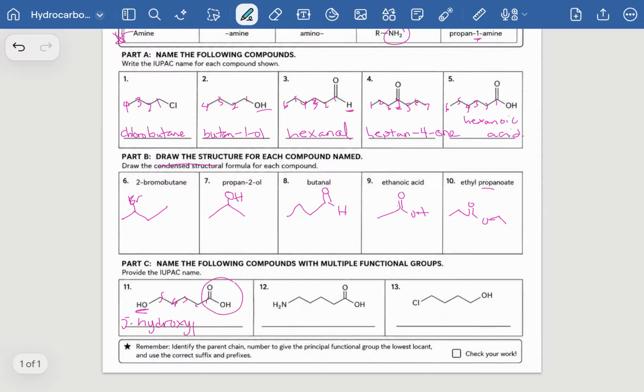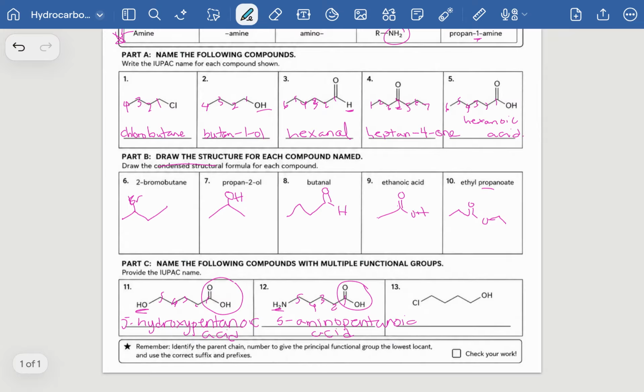and then pentanoic acid. The next one, same idea. We have that carboxylic acid. So carbon 1, 2, 3, 4, 5. And then you have an amine group. So you would call that an amino. So 5-amino. And then we'd have pentanoic acid. I hope you can read my writing here.